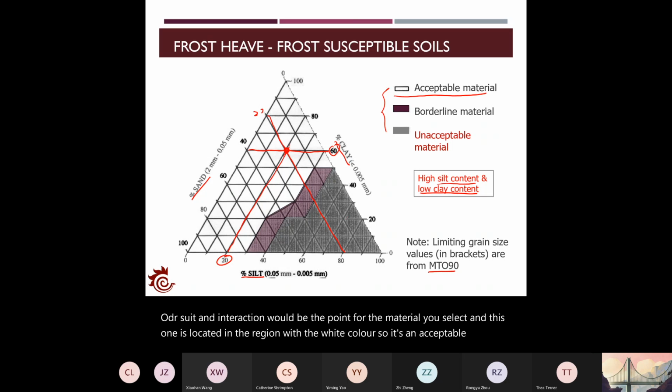If you find anything that falls in the gray area, then you have to skip that, or you have to find a way to solve the frost heave effect.